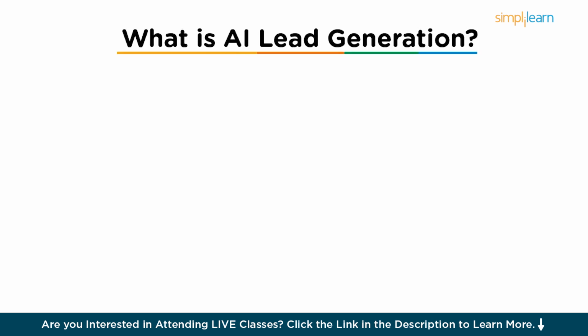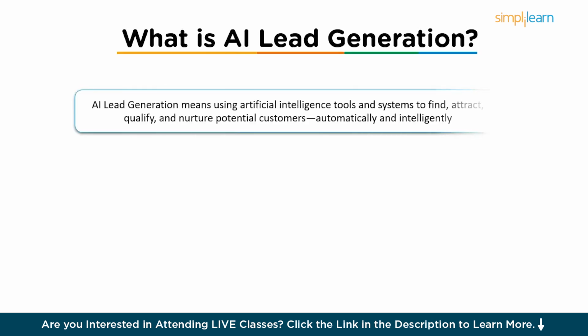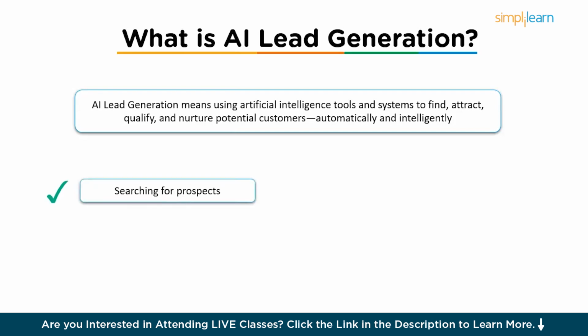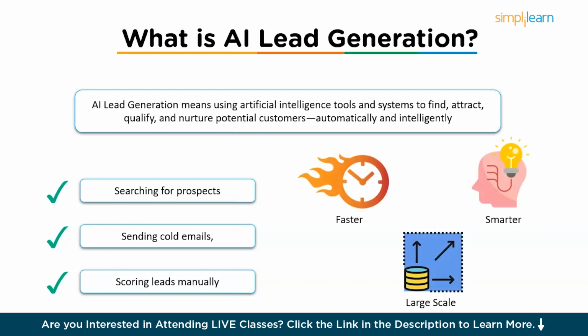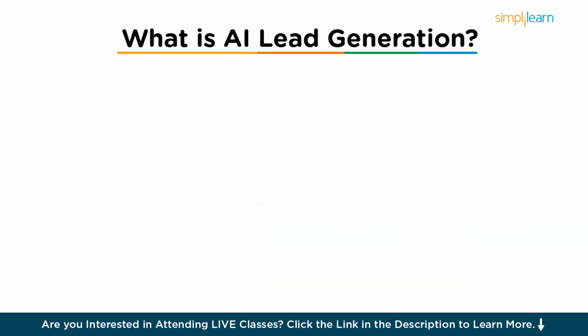First things first, what exactly is AI lead generation? In simple words, AI lead generation means using artificial intelligence tools and systems to find, attract, qualify, and nurture potential customers automatically and intelligently. Instead of relying only on human effort to do tasks like searching for prospects, sending cold emails, and scoring leads manually, AI steps in and does these tasks faster, smarter, and at a much bigger scale. Let's now move on and see an example.